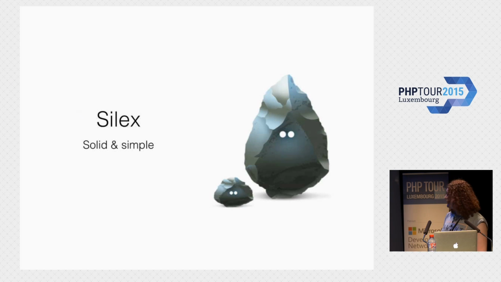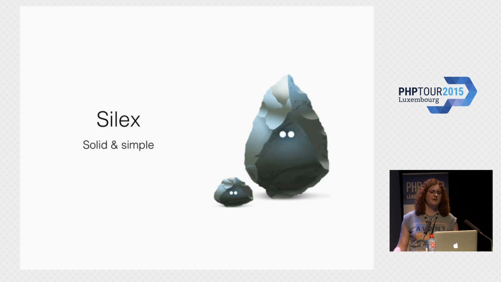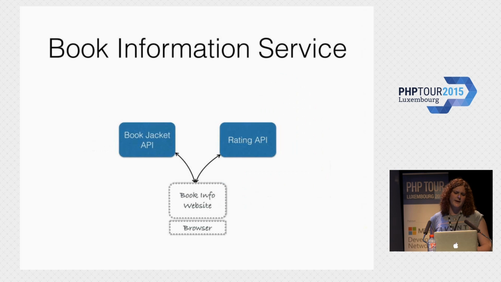I won't go too much into this. Basically, all that's required to get something up and running with Silex is a single PHP file, and this single PHP file has some routes and stuff in it. You pull in your dependencies with Composer, and it's built on top of Symfony components. And the two little bits that I'm going to be looking at are the book jacket API and the rating API.